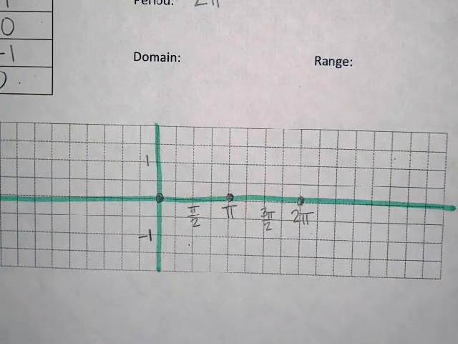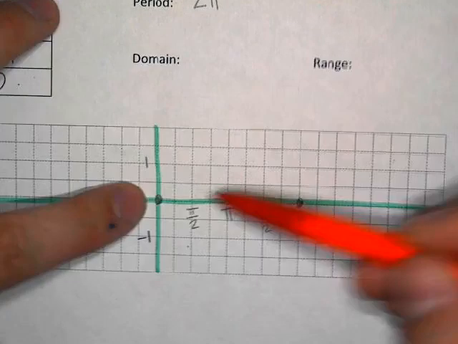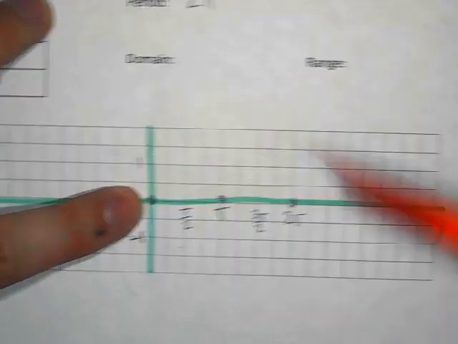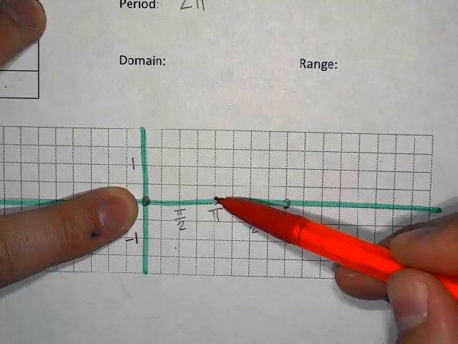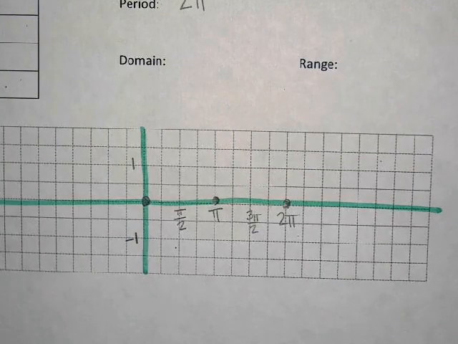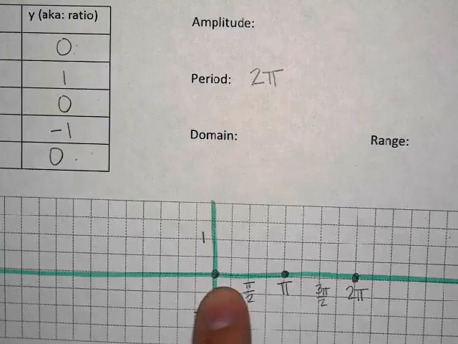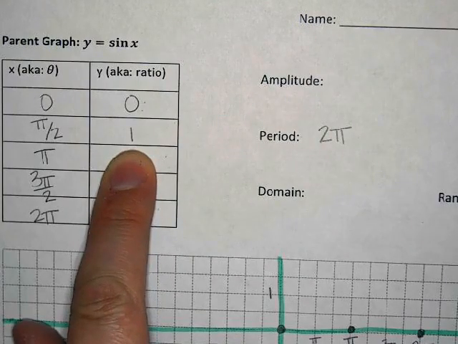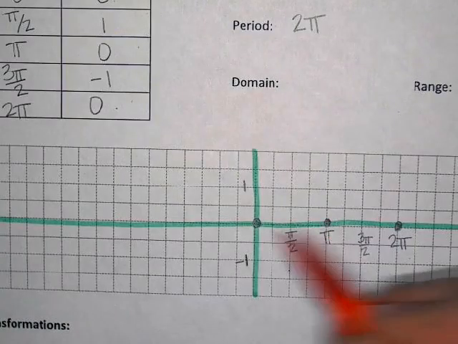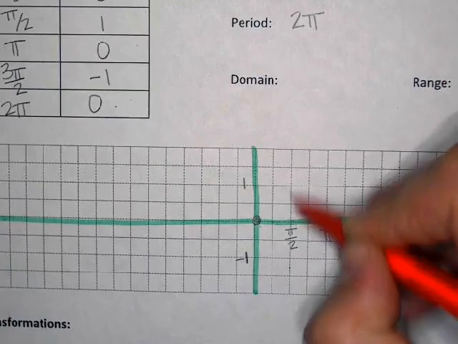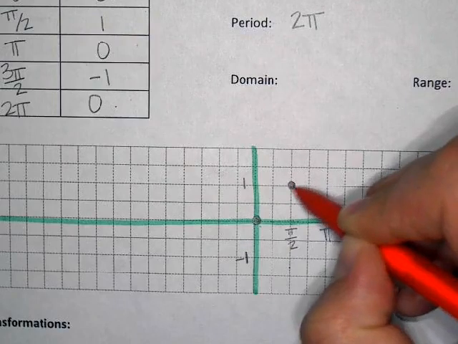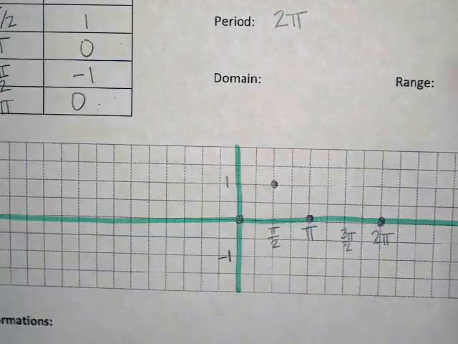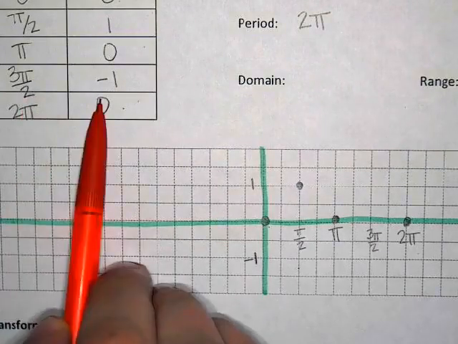All right, so we did a dot at the beginning of the graph, a dot at the end of the graph, a dot in the middle of the graph. Everyone comfortable with that so far? Yep. Now, between the first 2 points, it goes up to +1 at pi halves. So right in the middle of the first 2 points, it goes up to 1. And then right in the middle of the second 2 points, it goes down to -1.